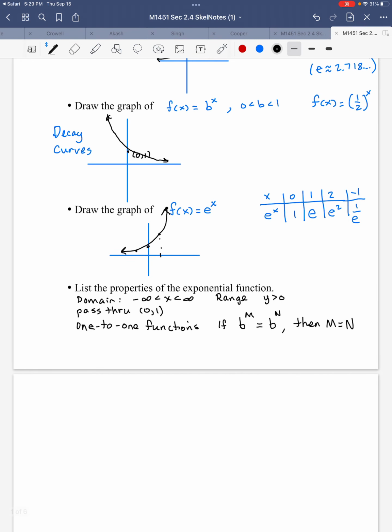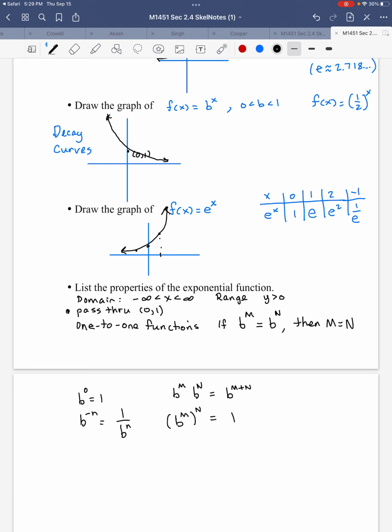Some other properties of exponential functions are going to be properties of how we manipulate exponents. For example, any number to the 0 power is 1. We already said that when we said these all pass through the ordered pair (0, 1). Any negative power can be computed by flipping the base and then making the power positive. When you multiply like bases, you add the exponents. When you raise a power to a power, you multiply exponents. And when you divide, you subtract exponents. So you can combine exponential functions in that way.